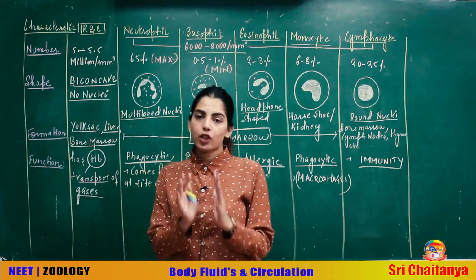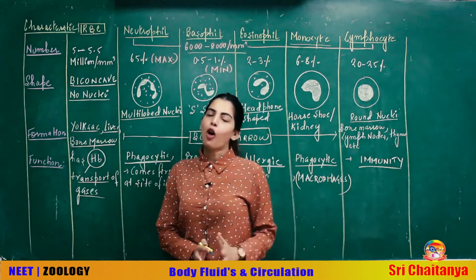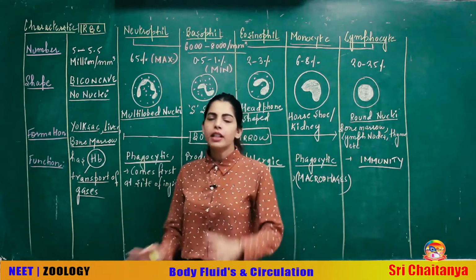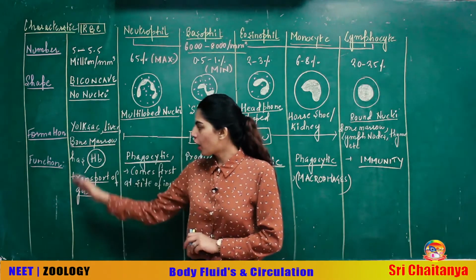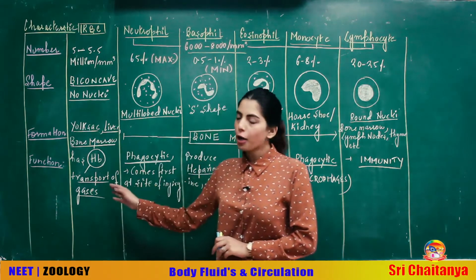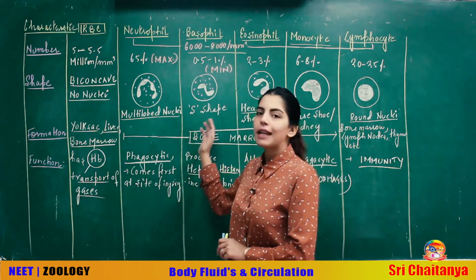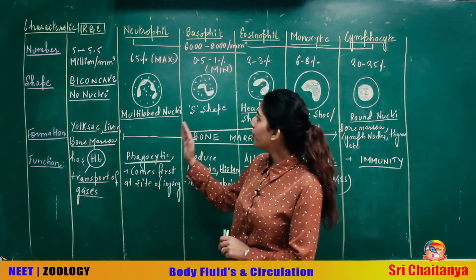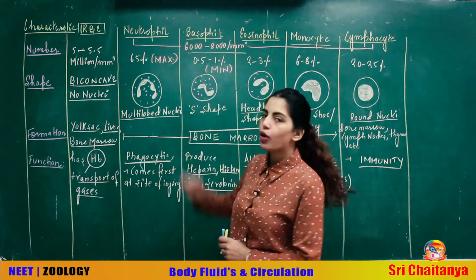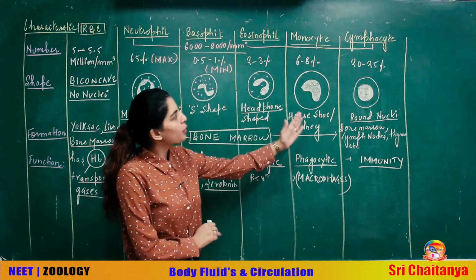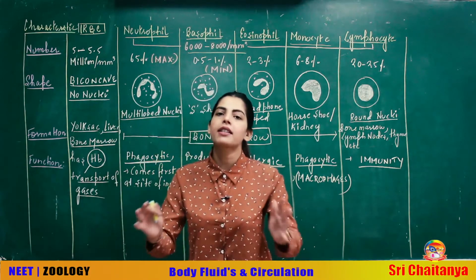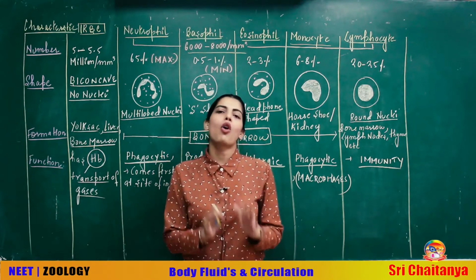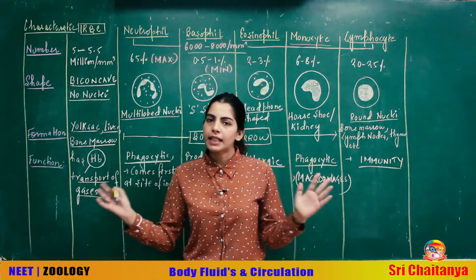Now students, let's talk about the different types of formed elements. I have made a table and I have separated the different columns. The first column is the characteristics, then the RBCs, then the different types of white blood cells, which include neutrophils, basophils, eosinophils, monocytes and lymphocytes. So we are going to do the comparative differences or similarities between these cells.